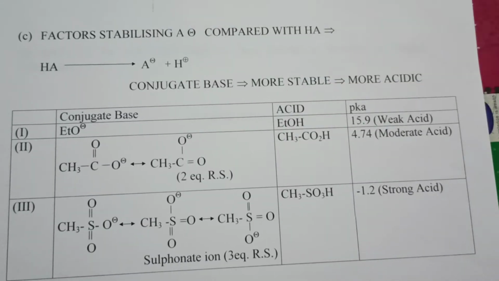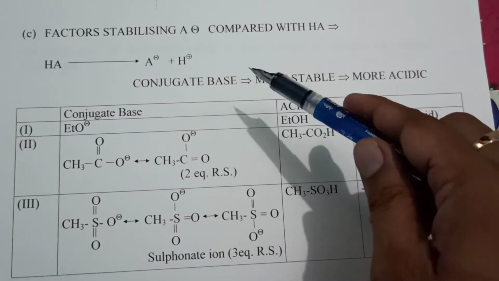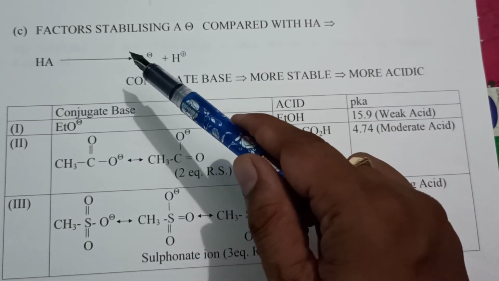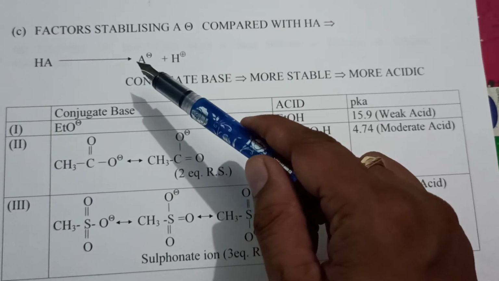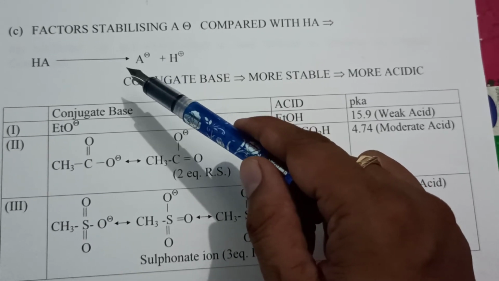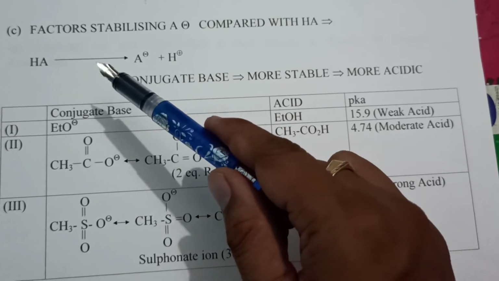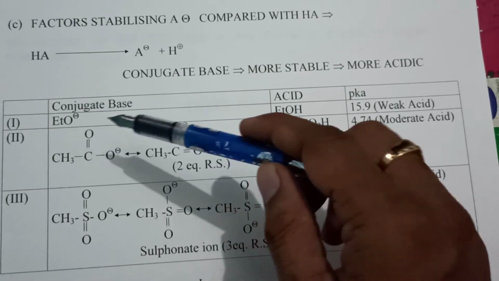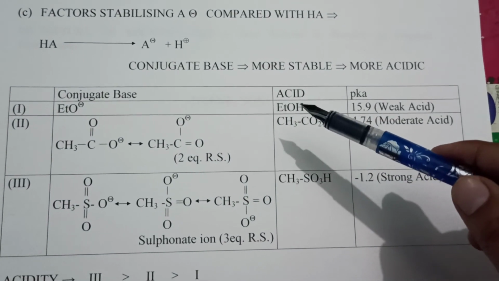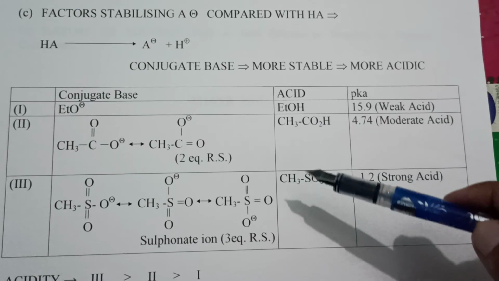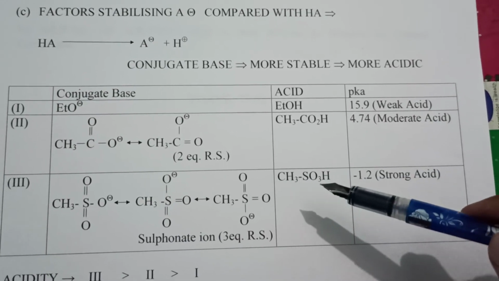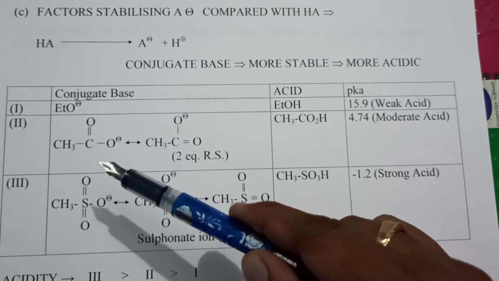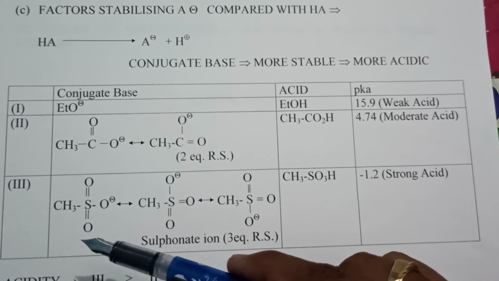Factor C is the stability of A negative as compared with HA. As we know, the acid is a proton donor and it forms the conjugate base, right? So if the conjugate base is stable, then the reaction will be shifted in the forward direction and the compound will become more acidic. Let me explain with an example. Consider these three acids: ethanol, acetic acid and methane sulfonic acid. If you draw the conjugate bases, these are the ethoxide ion, acetate ion and methane sulfonate ion.